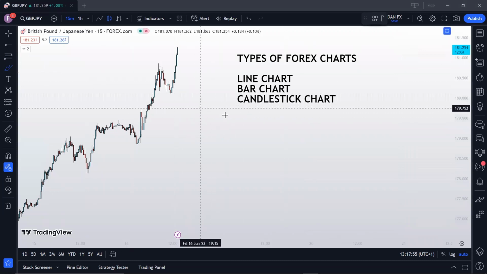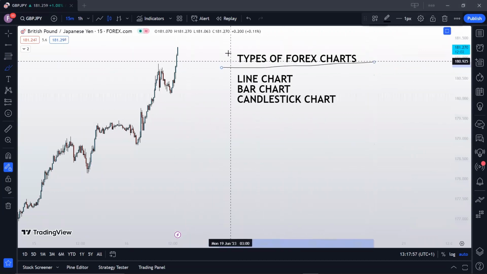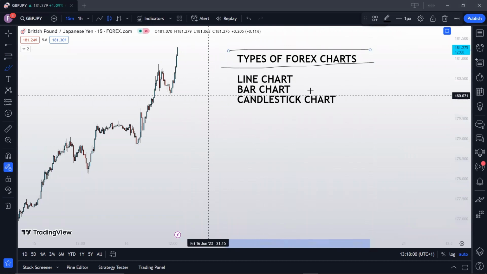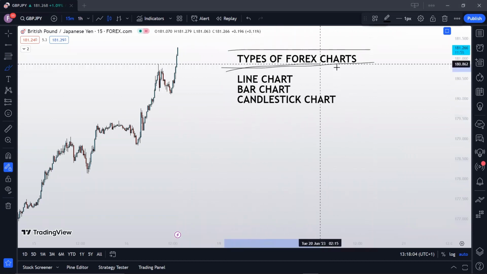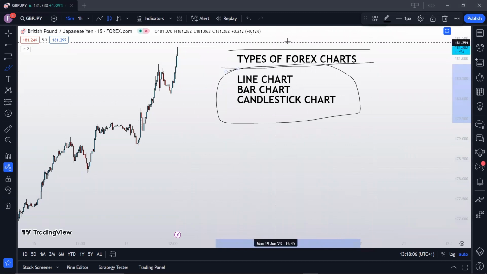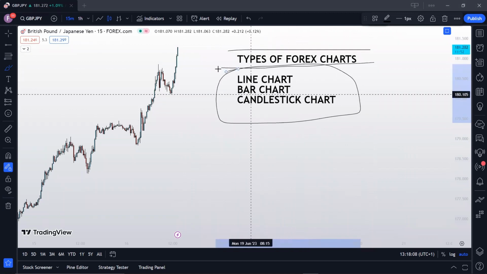All right, so in this video, we're going to be talking about the types of Forex charts. There are mainly three types of Forex charts. There are more, but these are the ones that are the most common and the most popular, right? So those are the ones you need to know, right?